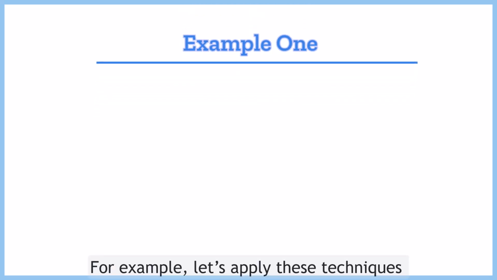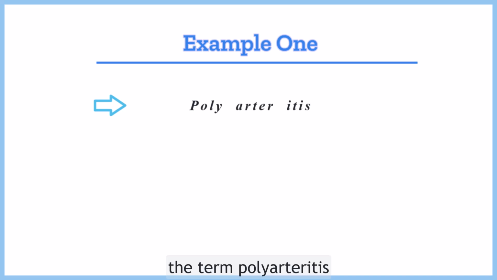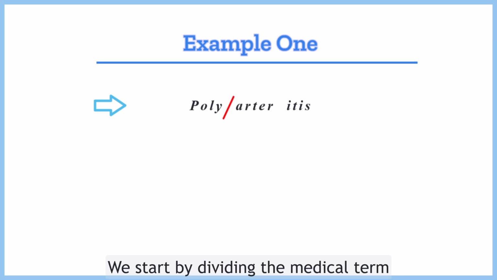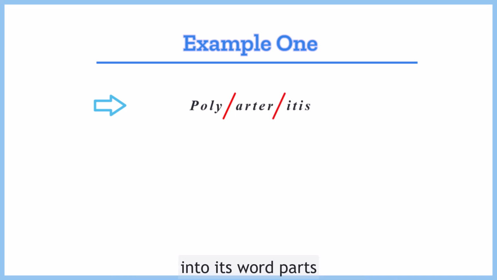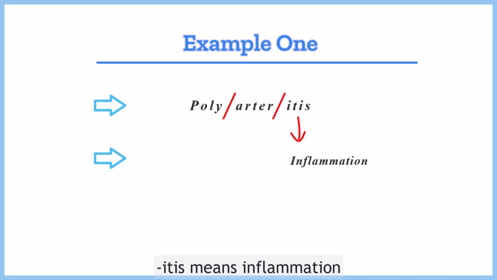For example, let's apply these techniques and follow these steps to define the term polyarteritis. We start by dividing the medical term into its word parts. Then, we define each word part applying the following order: suffix, prefix, and then word root. So, starting with the suffix, itis means inflammation.